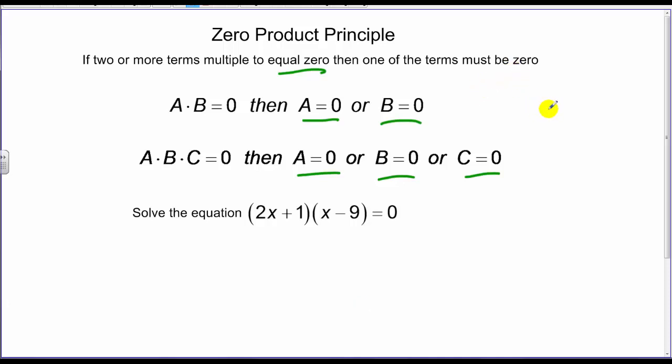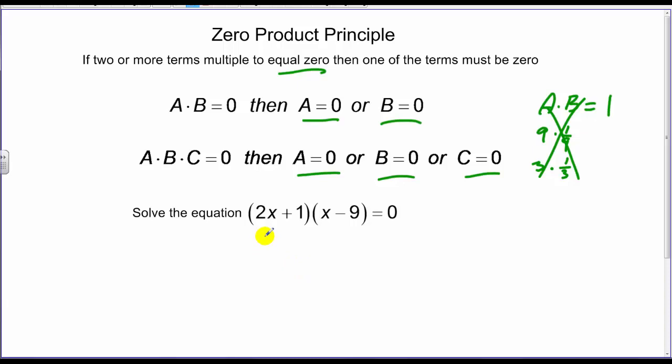It will never happen, for instance, if I had something like a times b equals 1. Sure, a and b could equal 1 to get this to happen, but what else could happen? I could have 9 and 1/9 equaling 1. I could have 3 and 1/3 equaling 1. There's a whole slew of things that could multiply together to equal 1. But if two things multiply to equal 0, the only way that that happens is if one of those two terms is equal to 0.